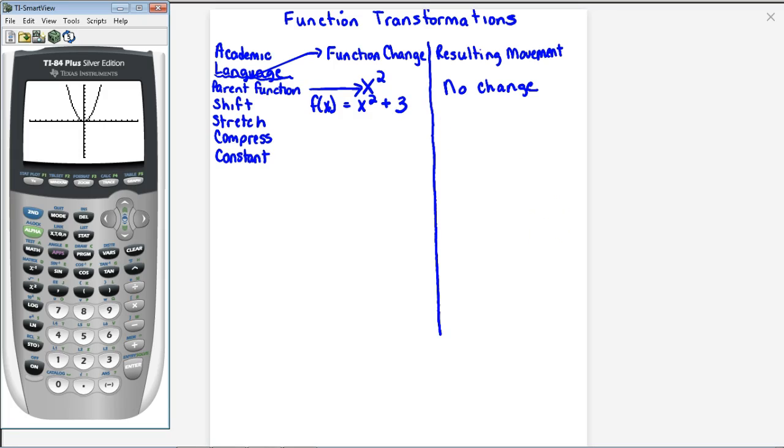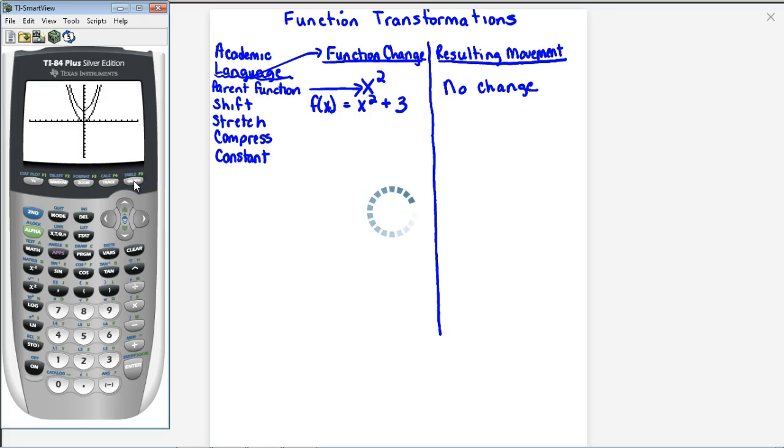Okay. So if I just add 3 at the end there, I'm adding it to the end of my function, what's going to happen? What is going to be my resulting movement? Let's check it out. Well, now I want to underline that. Okay, let's check it out. So we'll go back to y equals. Keep the x squared there. We're going to add another one, x squared. And then we're going to add your constant. It could be whatever constant you want. And we're going to graph it again and see what happens.